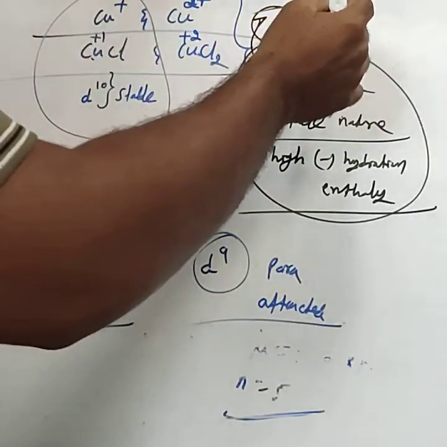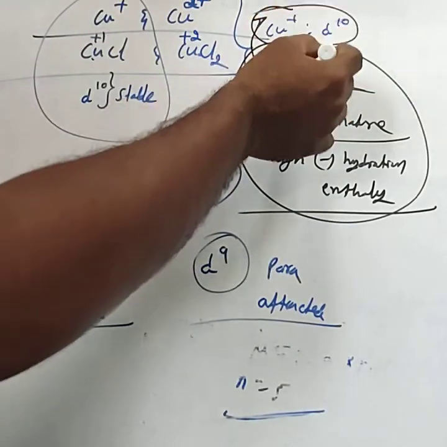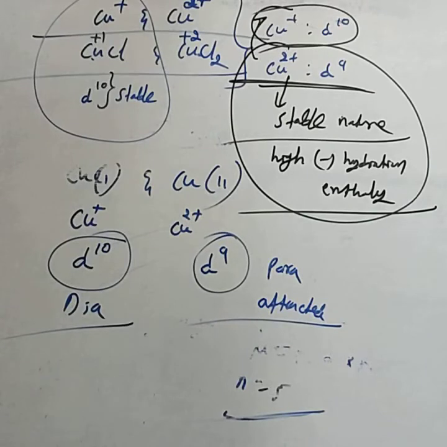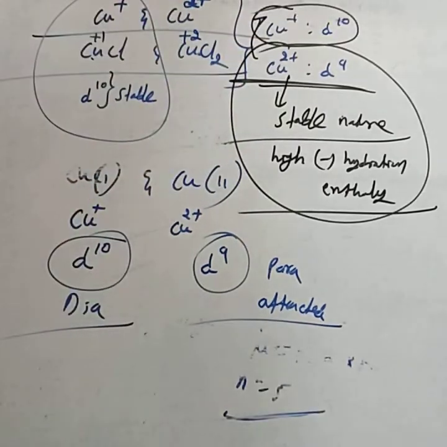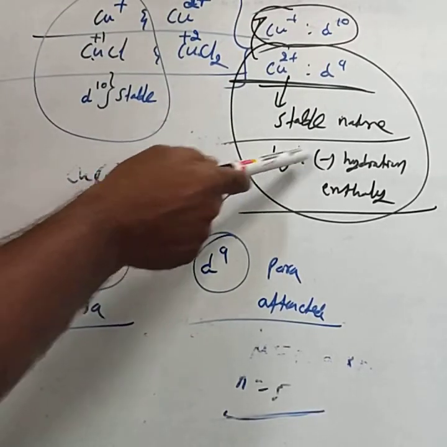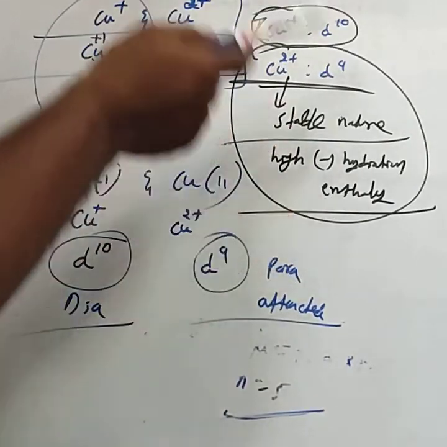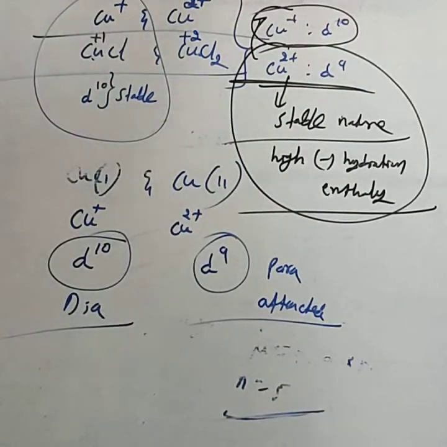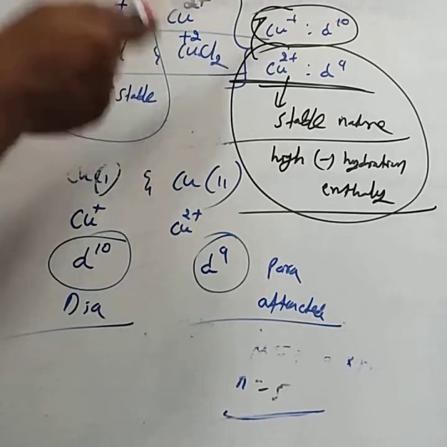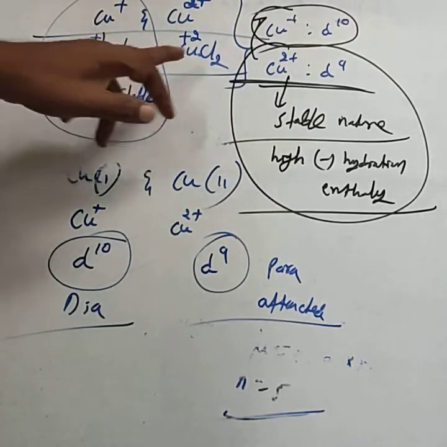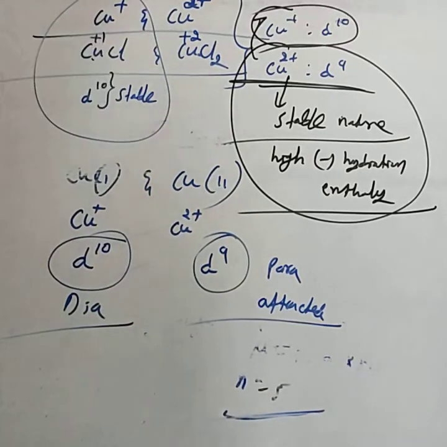You do not take the configuration. You don't consider the configurations d10 and d9. According to configuration, Cu plus is more stable than Cu2 plus. But generally, Cu2 plus is more stable than Cu plus. Why? Due to its high negative hydration enthalpy, Cu2 plus is more stable than Cu plus. That means out of CuCl and CuCl2, CuCl2 salts are more stable in nature. This is very important. This is about the magnetic property. In the next class, we can discuss the color property.